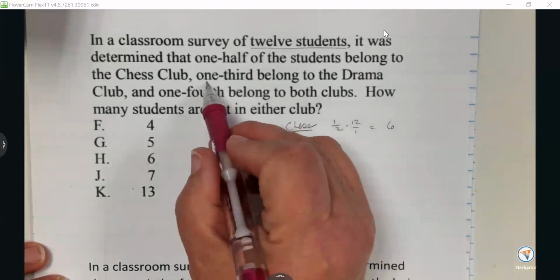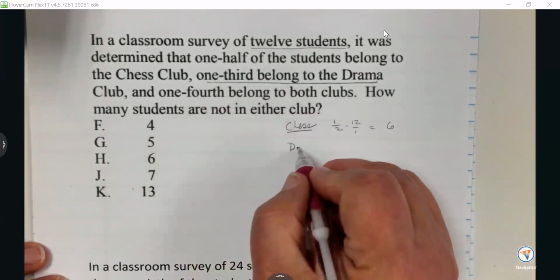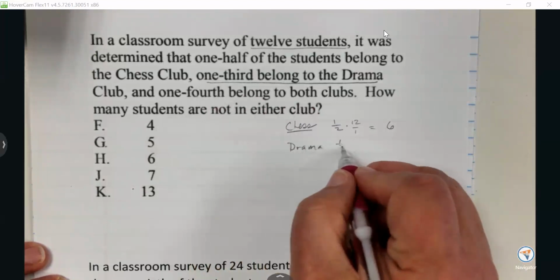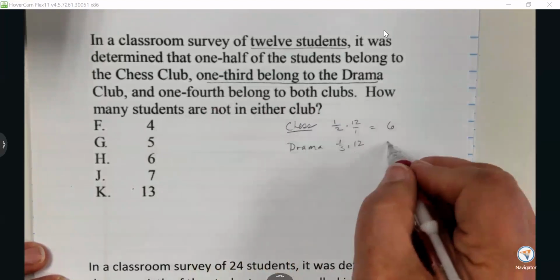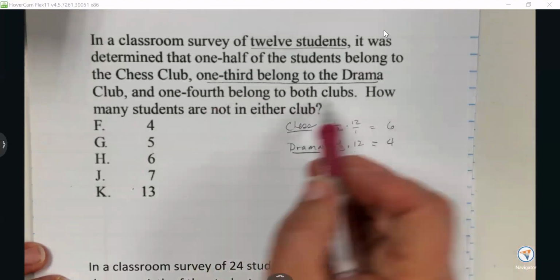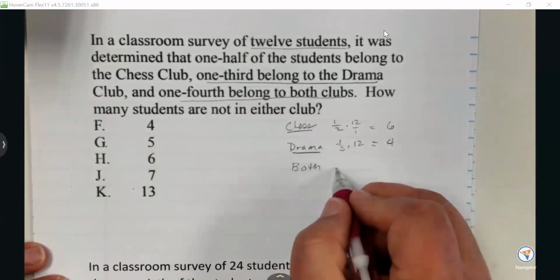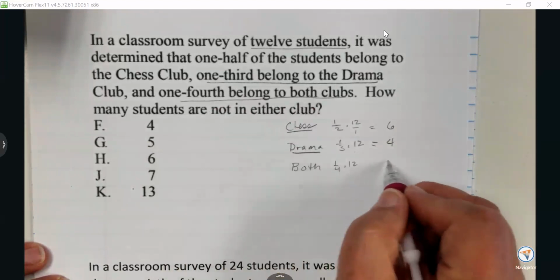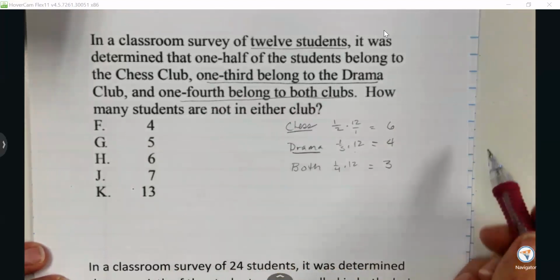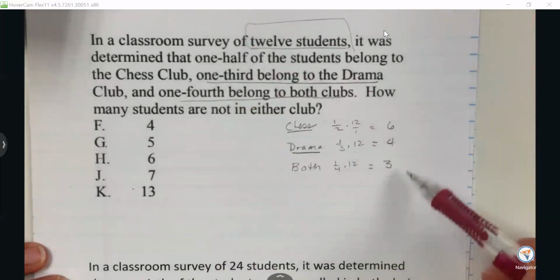So let's look at this. 1/3 belong to the drama club. So I have drama. 1/3 times 12 gives me 4 students that belong to the drama club. And then it says 1/4 belong to both. If I take 1/4 times 12, that gives me 3. Well, already, if you notice, I only have 12 students, but already I'm looking at 13 people.